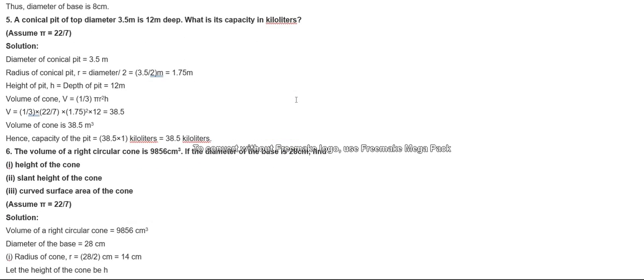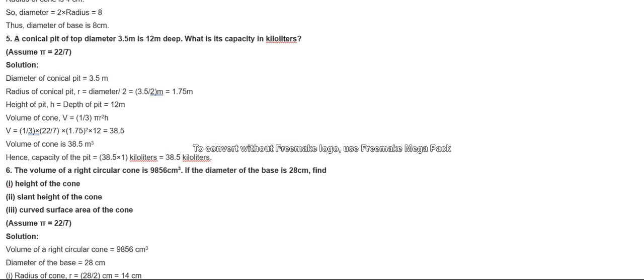Question number 5. A conical pit of top diameter 3.5 meter. This is the diameter. This is the depth. What I have repeated again and again in the case of cylinder and in the case of cone: depth, height and length, all three things are the same. So this one given to you is the height of the pit. Depth of the pit is height of the pit.